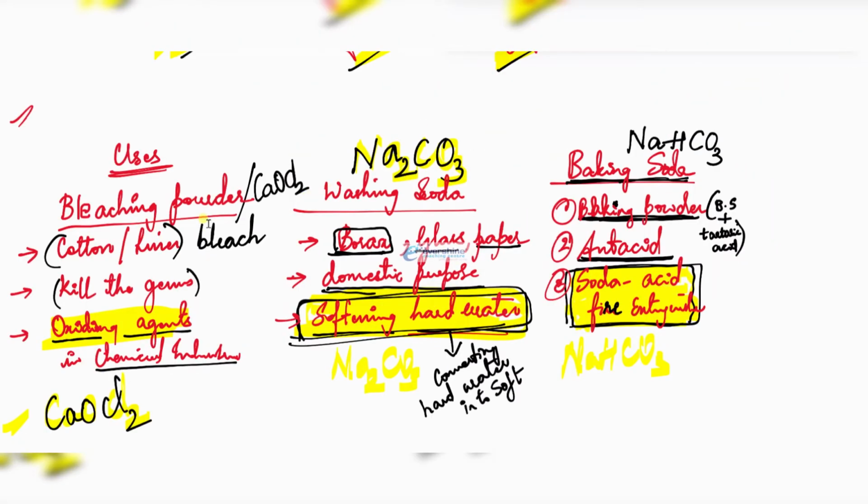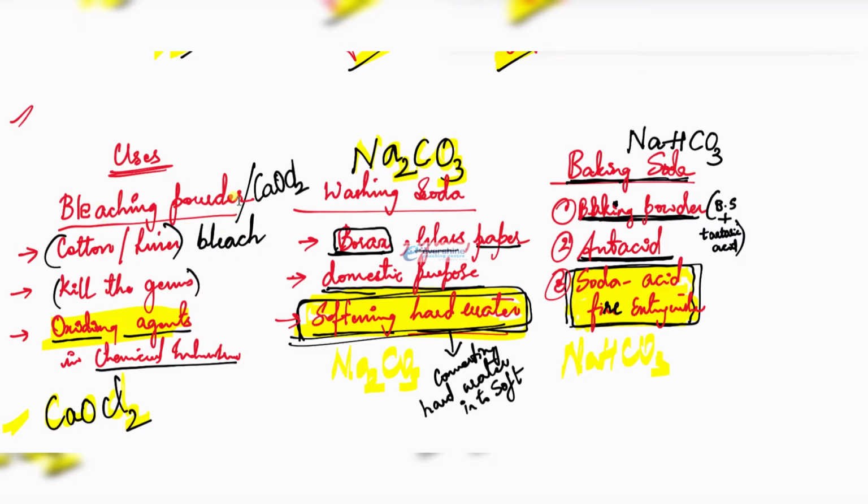Now here we can see the uses of these salts, very important. The uses of these salts are very important, such as bleaching powder, washing soda and baking soda. Bleaching powder, calcium oxychloride, CaOCl2. Washing soda, Na2CO3, sodium carbonate. Baking soda, NaHCO3, sodium hydrogen carbonate. Now these questions are very important, again I am repeating.